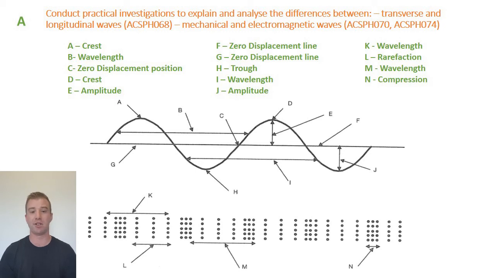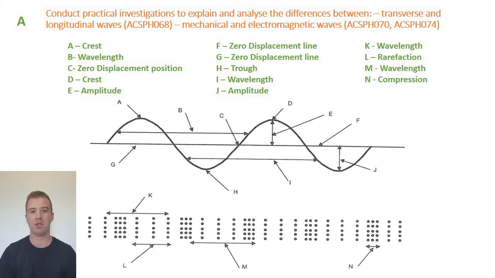So let's do the transverse wave at the top first. So A is your crest, B is your wavelength, and C is your zero displacement position. D is your crest, and E is your amplitude, while F and G is your zero displacement line. H is your trough, and I is your wavelength, and J is your amplitude. So you should see there they correlate to those positions on the transverse wave.